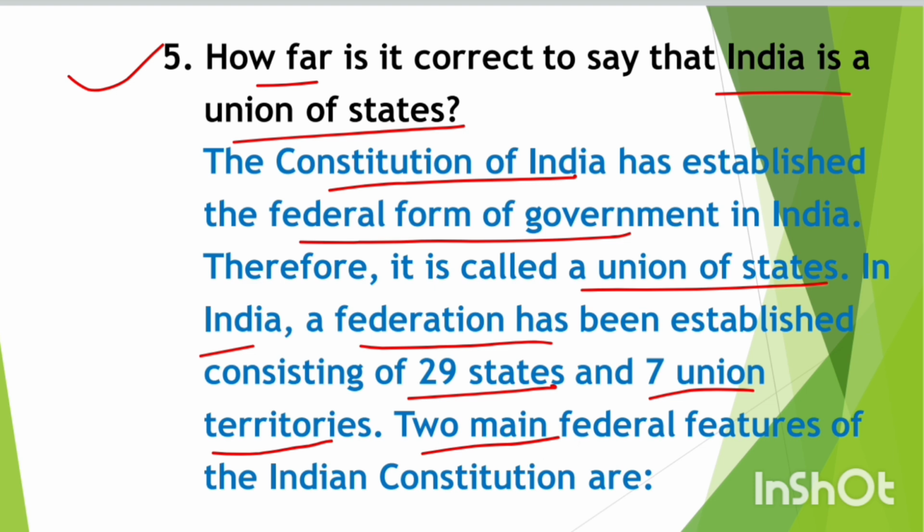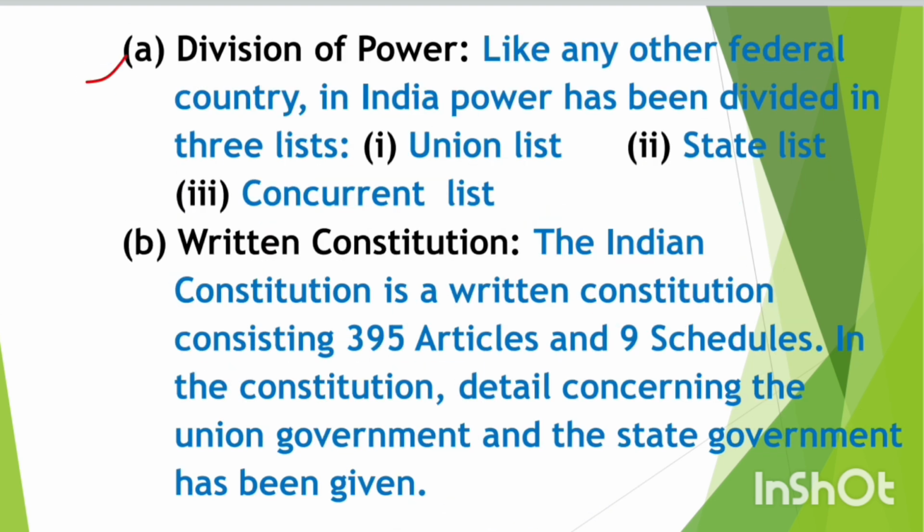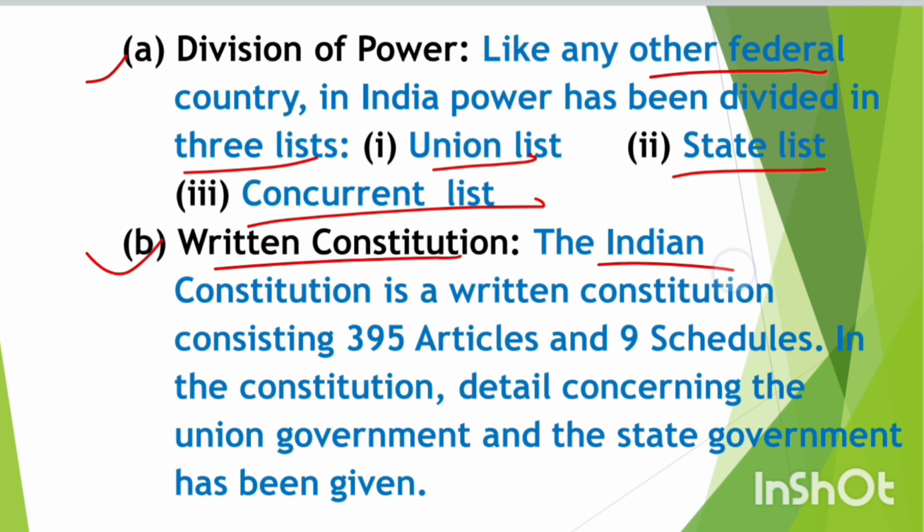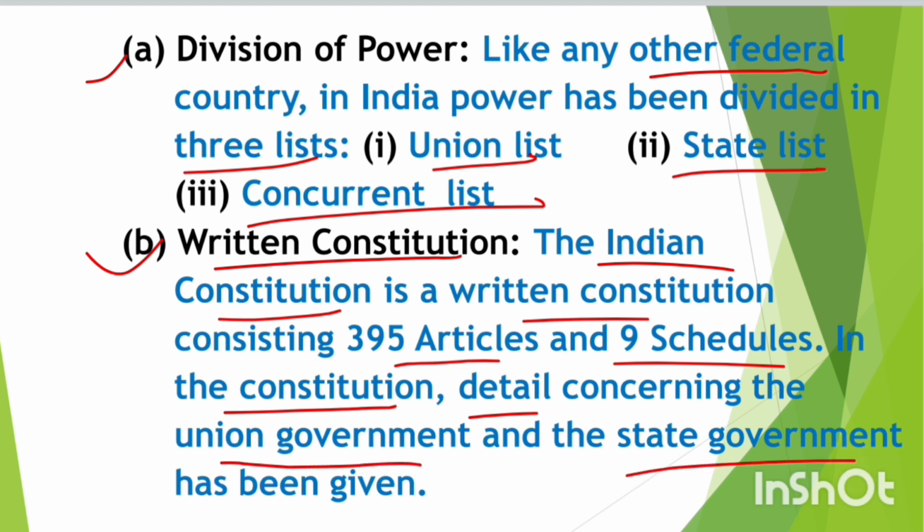Two main federal features of the Indian Constitution are: first one, division of power. Like any other federal country, in India power has been divided in 3 lists: union list, state list and concurrent list. Point B, written constitution. The Indian Constitution is a written constitution consisting of 395 articles and 9 schedules. In the Constitution, details concerning the union government and the state governments have been given.